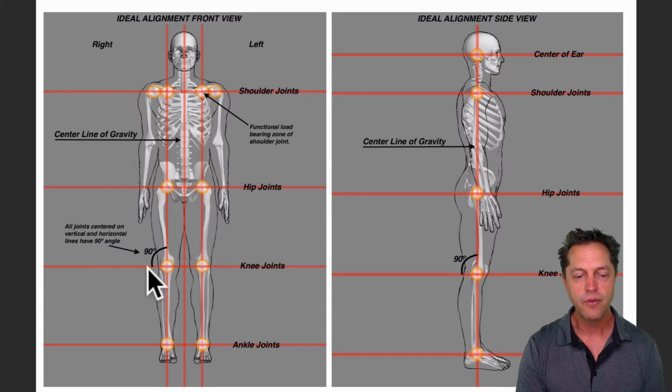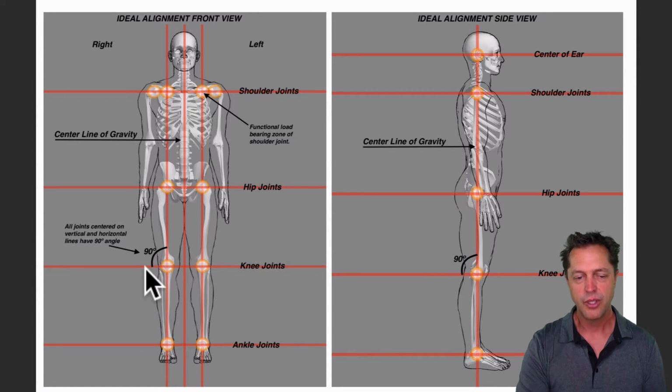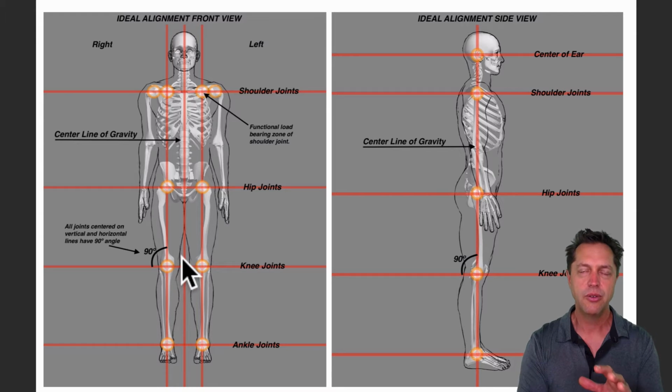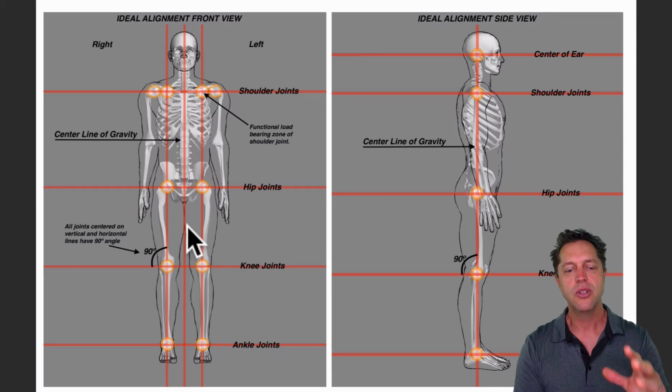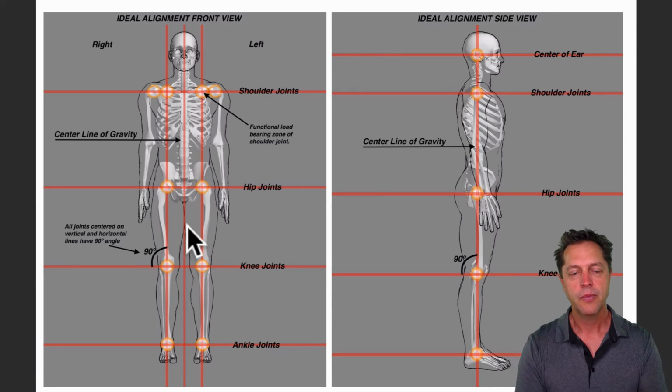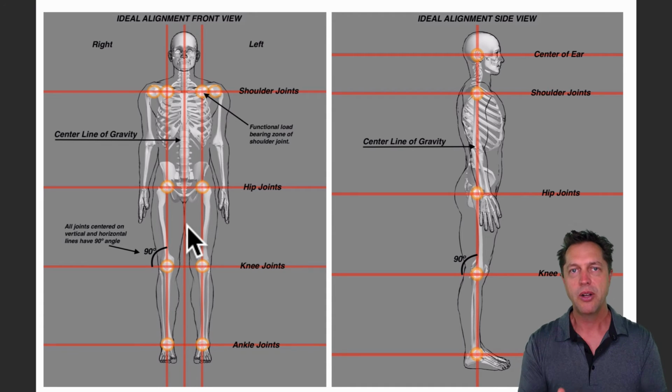Notice that on the front view of the body and the side view of the body, we have this 90-degree angle rule. And this 90-degree angle is based off of the joints being lined up horizontally and vertically, which creates a 90-degree angle. If you don't have this 90 degrees lined up, then the joint is out of its position. Once a joint is out of its position, then all the other joints have to relate to that joint being out of its position. So this ties in with load-bearing and spinal alignment.